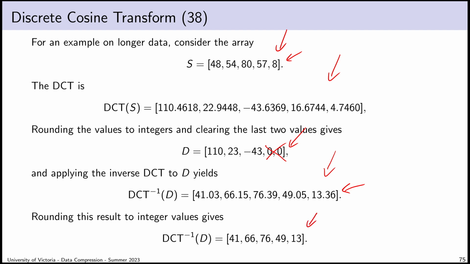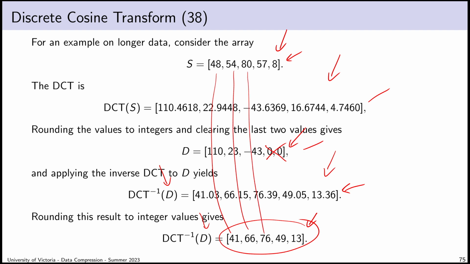Okay, so after my full transformation, getting the DCT, converting it to integers, deleting some data, inverting the DCT, and then rounding that to integers, I get this, which is, okay, so 48 to 41, 54 to 66, 80 to 76. I'm noticing obvious errors here, but the result is still close to my original. It displays the same pattern of values, even though each value is off by, I don't know, 4 or 5 or 6. And that's the result of deleting 40% of the data.